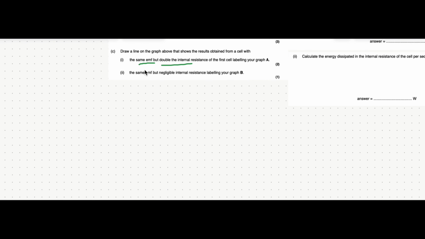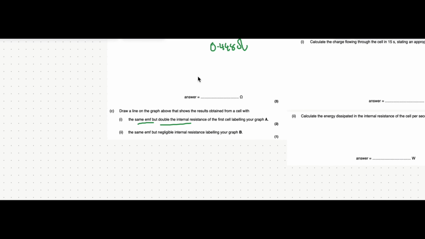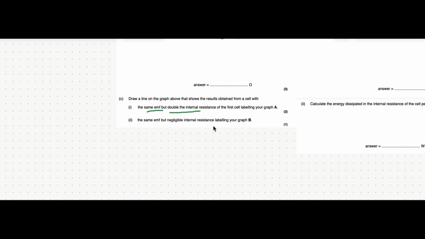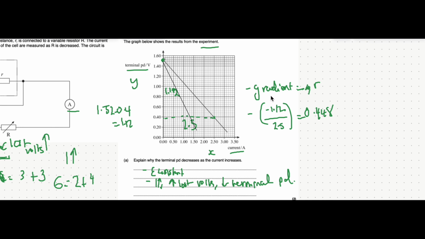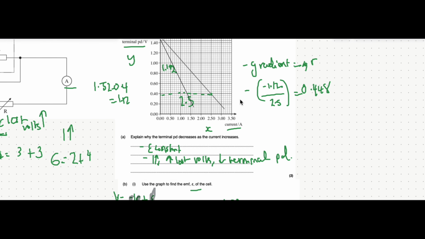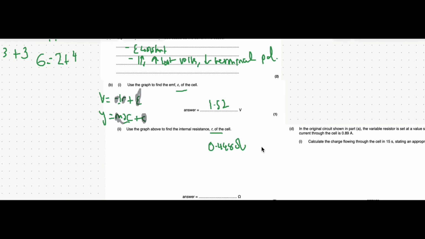It then asks us to draw the same EMF but no internal resistance. So if it's the gradient that determines the internal resistance, if there's no internal resistance, that means there's no gradient, or the gradient is 0. A line with gradient of 0 is just a horizontal line, and then it has the same EMF. So we just start it where it starts off, 1.52 volts, and then just draw a horizontal line to show no gradient and no internal resistance.